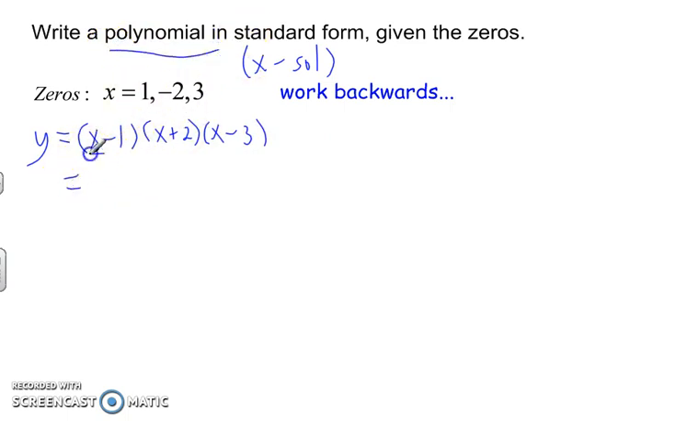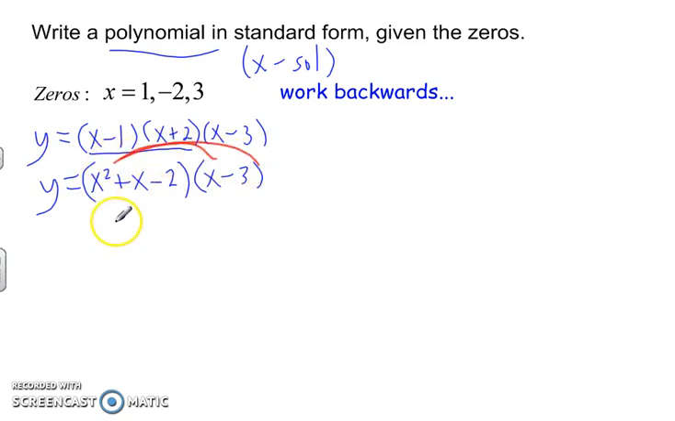So this is foiled, maybe these two. We get x squared minus x plus 2x would be plus x minus 2 times x minus 3. And now we have to distribute every term here to there. So we'll distribute the x's. So we get x cubed minus 3x squared. We distribute this x times that, so that would be plus x squared plus 6.